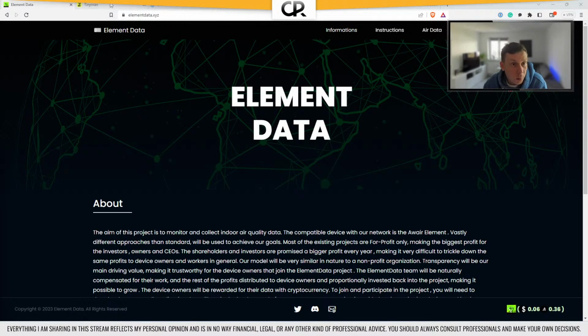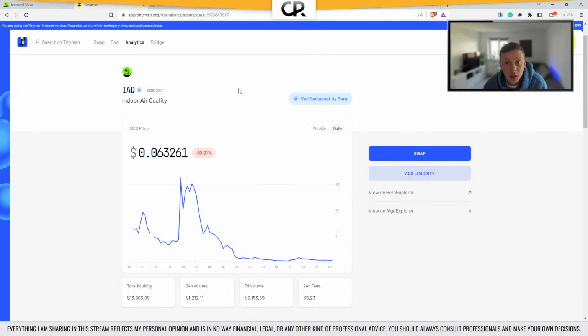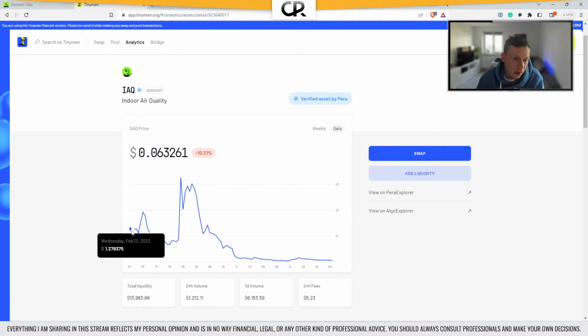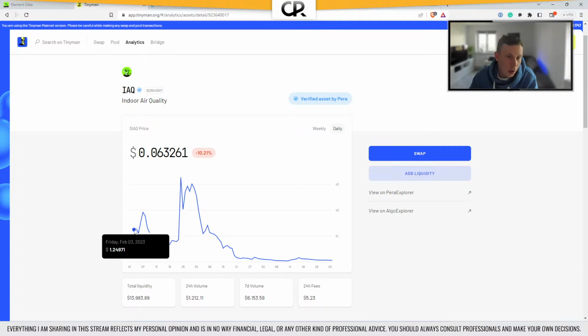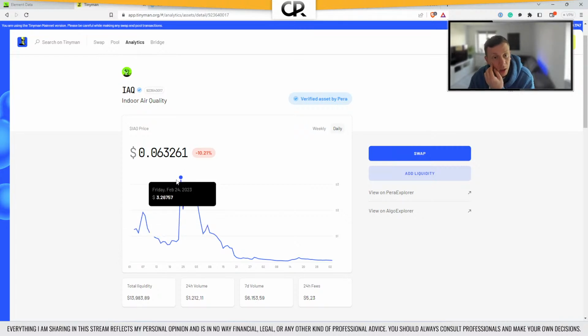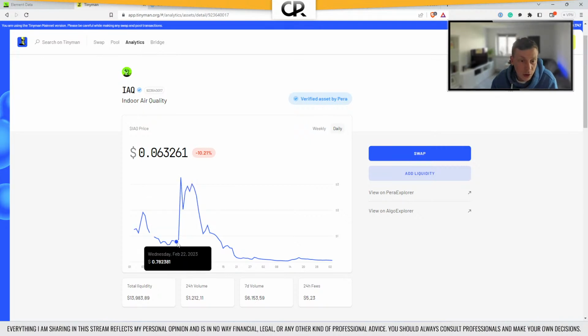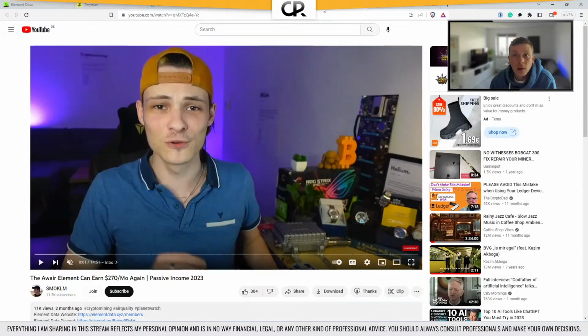So let's check the price history on Tinyman. We can see here that originally there were even price gaps, where there was no price for the token, potentially because on that day there were no transactions happening. It started out probably in the cents area that we don't see here anymore, but eventually was trading at one IAQ being $1, with an all-time high of $3.26.